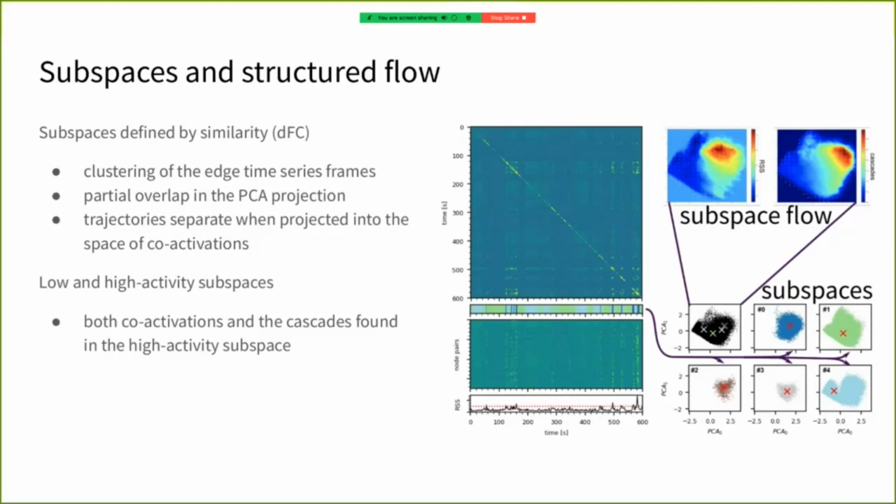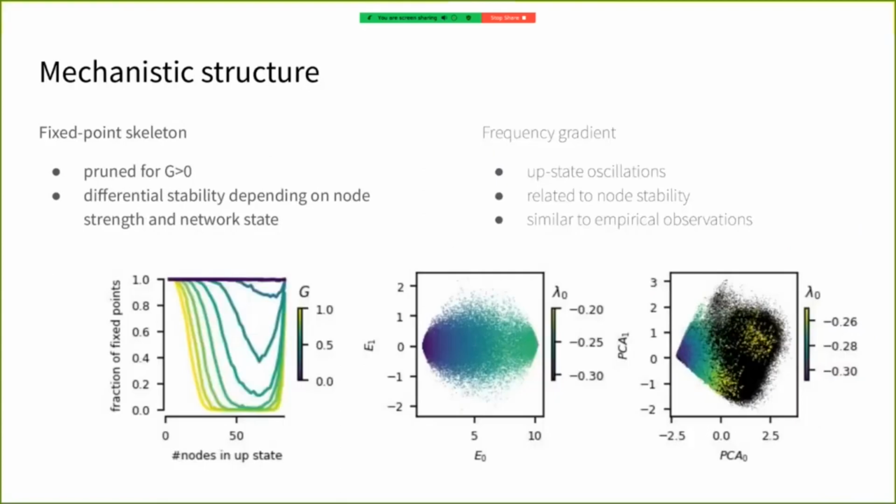This figure basically recapitulates the same thing, as in we have this part of the manifold, the dark blue one, which is the low activity, right, where most of the nodes are in the down state, whereas here is the high activity subspace, which also exhibits, in this case, the coactivations, and on this plot, the cascades. And what the model does is slowly translate from each of these subspaces, and each of those is associated with a specific flow.